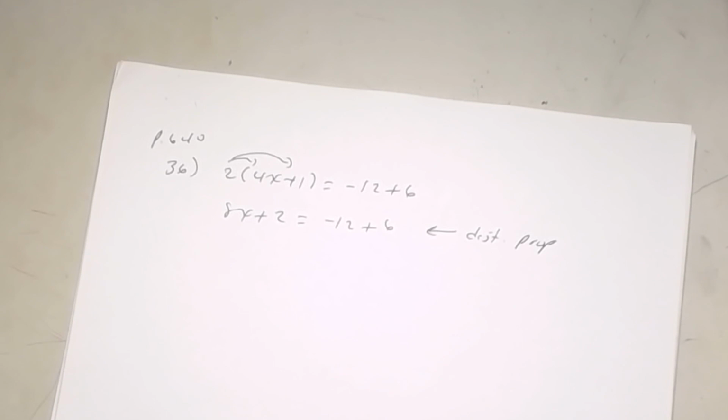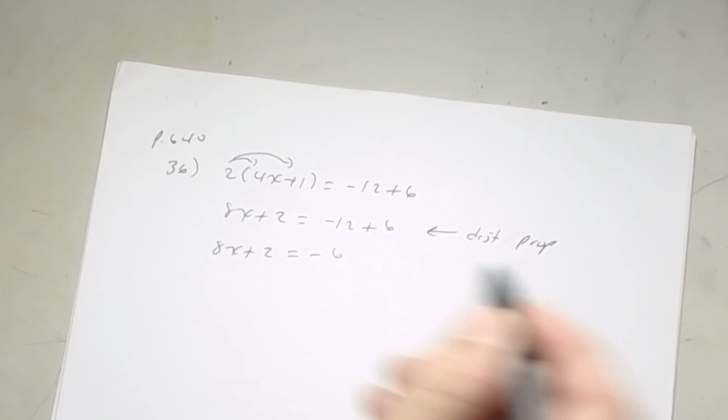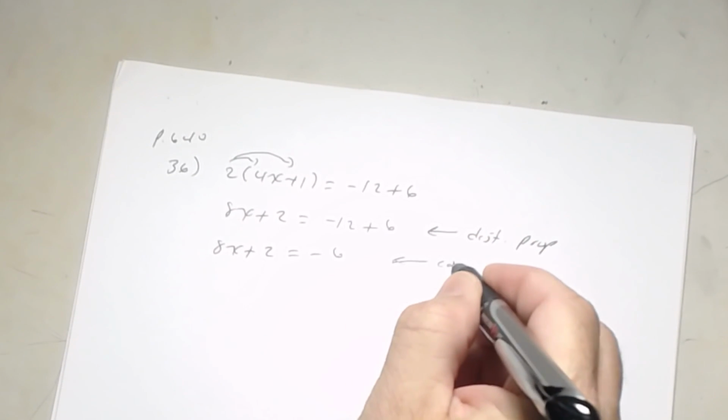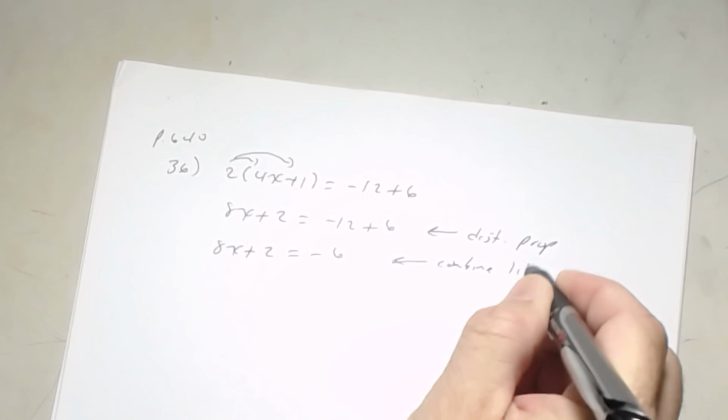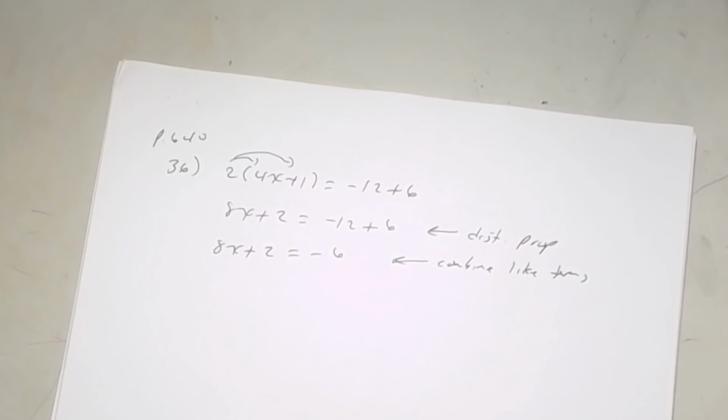Combine like terms if you can. Can I combine like terms on either side? Yes, on which side? The right. So what's negative 12 plus 6? Okay, negative 6, correct? Now, to get to that point, I combined like terms. That's what I did. Now notice that I only have variable on one side, constant on both.